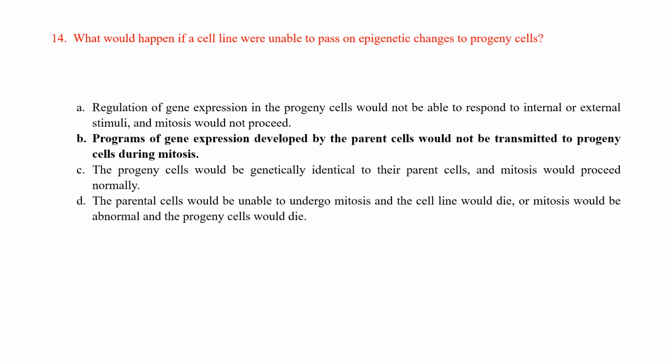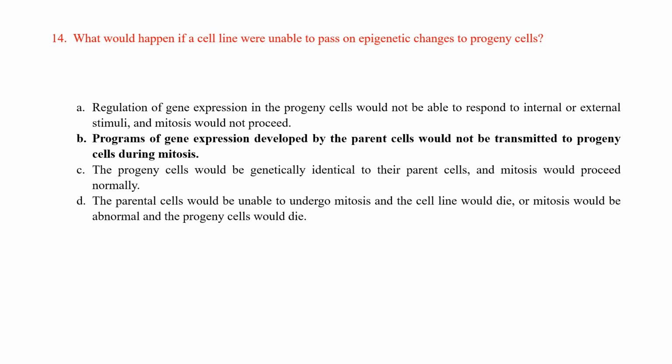Just very simply, if they were not able to pass down the epigenetic changes, it would not be passed down traditionally to the progeny cells after mitosis. Whereas letter C, progeny cells would be genetically identical to the parent cells. Mitosis would proceed normally. They would not be genetically identical in the sense where the epigenetic inheritance would simply not be transmitted.